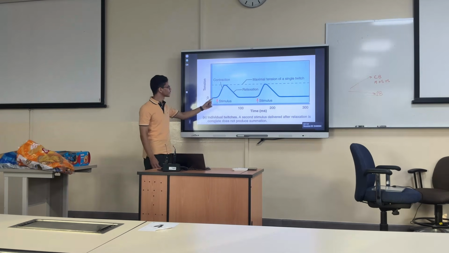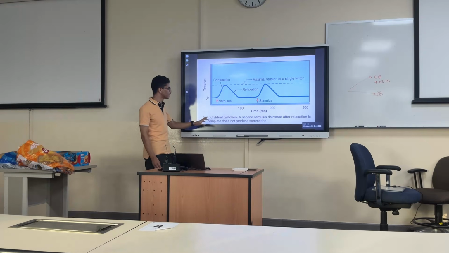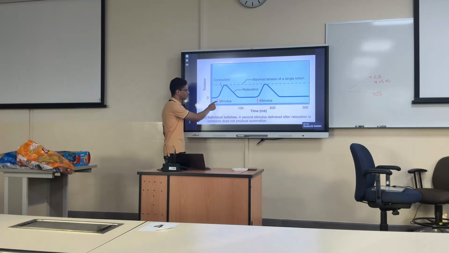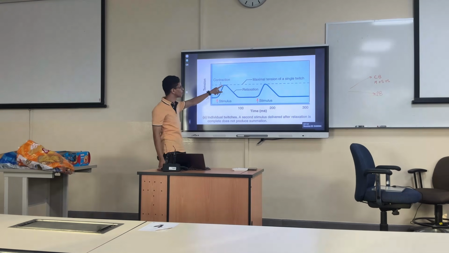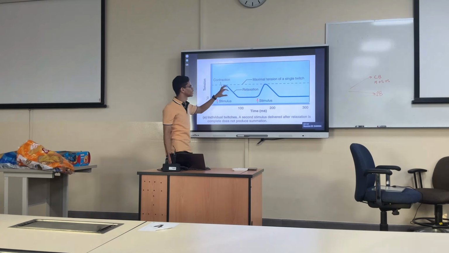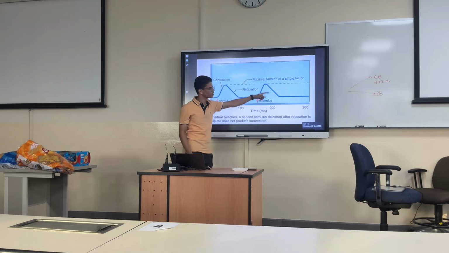Okay, so here it's also showing the individual twitches again. What is happening? We have a stimulus, we have a latent period, and then the contraction is happening. It hits the peak, you don't need contraction anymore, or it's just a single stimulus reaction. It will take time to relax. And then another one, okay?